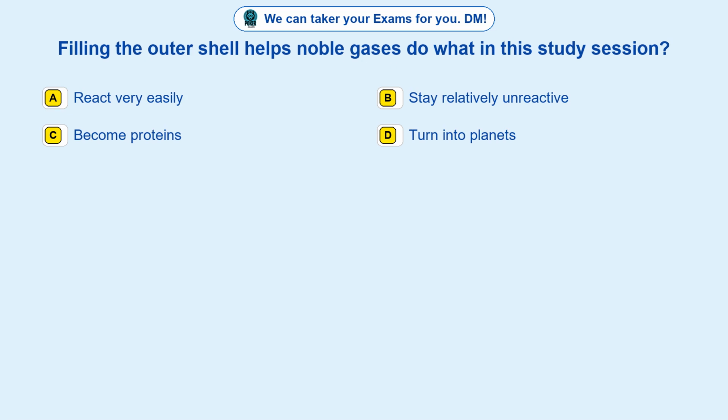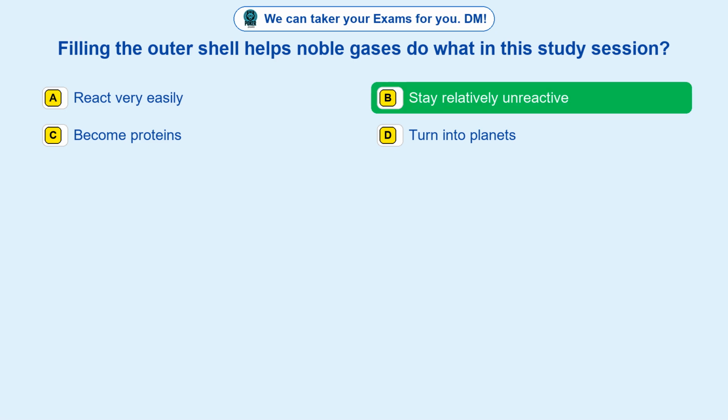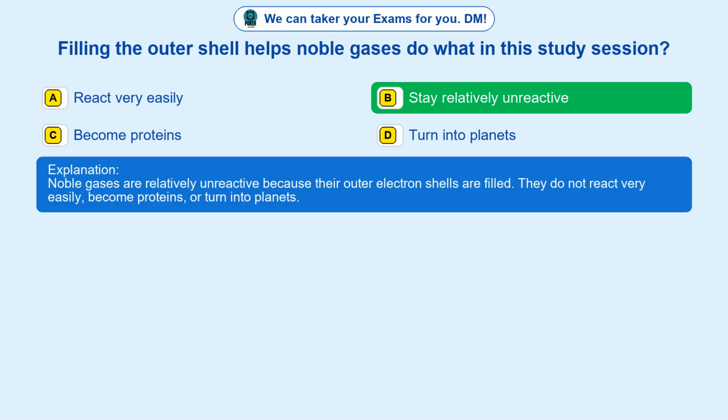Question 41. Filling the outer shell helps noble gases do what in this study session? Option A, react very easily. Option B, stay relatively unreactive. Option C, become proteins. Option D, turn into planets. The correct answer is option B, stay relatively unreactive. Noble gases are relatively unreactive because their outer electron shells are filled. They do not react very easily, become proteins, or turn into planets.